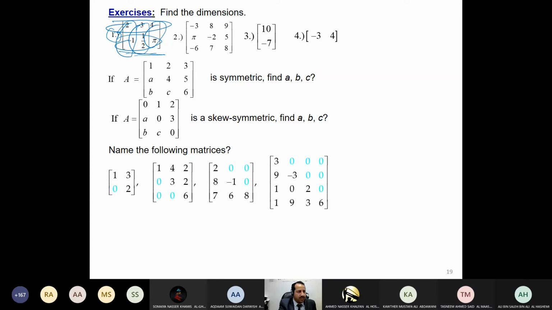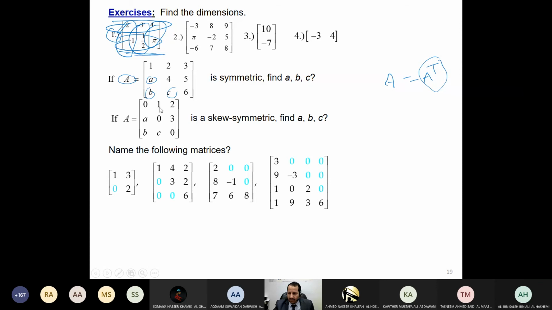Now, this matrix A is a symmetric matrix. Okay? What do we mean by symmetric? Do you remember? The same value for the transpose, right? It means A equals A transpose. Great. Then find A transpose, and then equate them to find A, B, C.